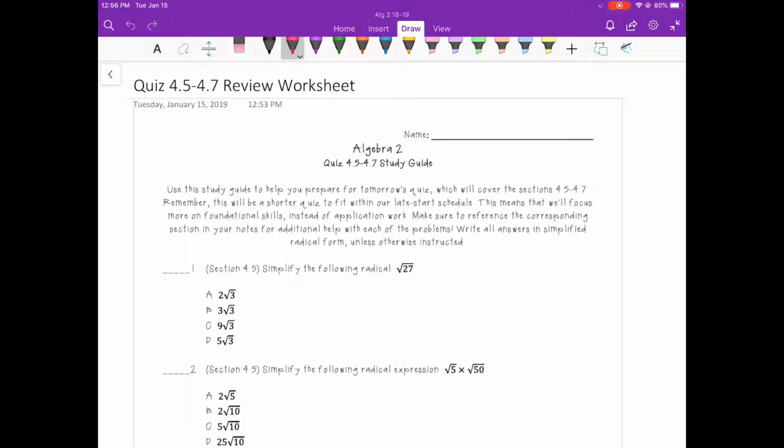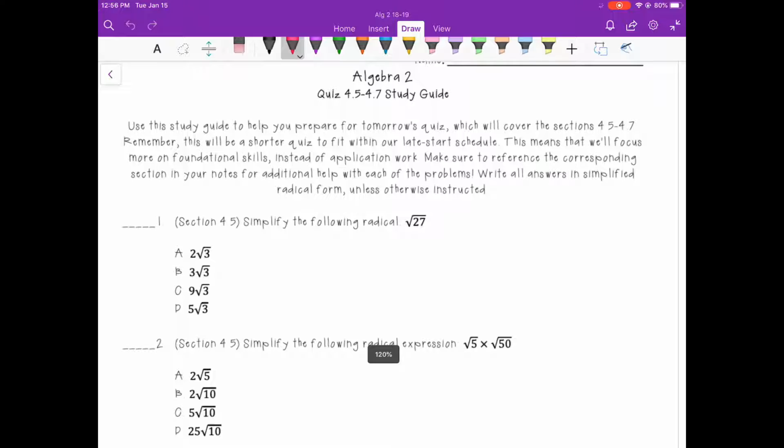So the first thing that we covered from section 4.5 was how to simplify radicals. So in problem 1, they want us to simplify that. Well, what we did is we talked about breaking out of jail, right? So we listed our factors of 27, and we are looking for a perfect square, so 1, 4, 9, 16, 25, etc., that would be able to break out of jail. So the numbers that we want to choose are 9 and 3.